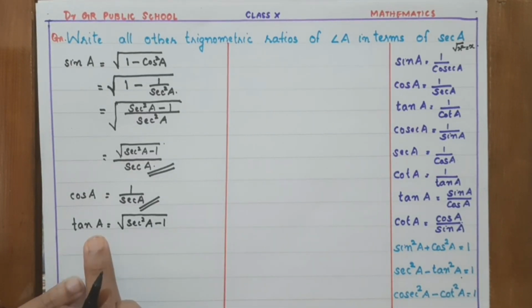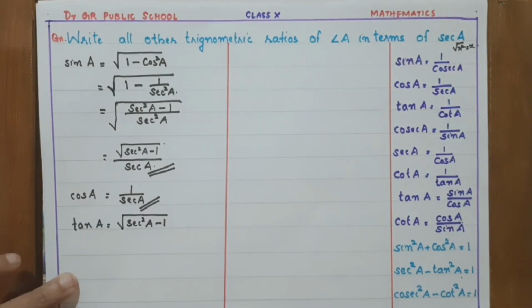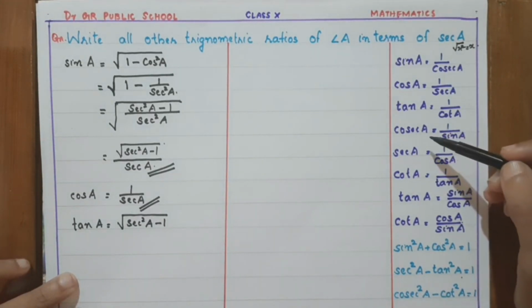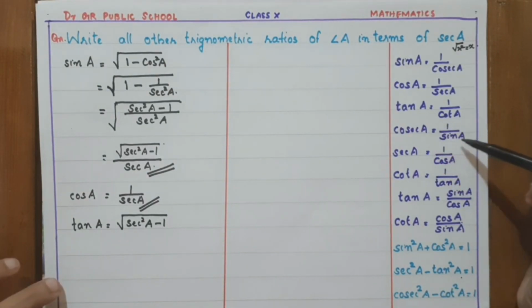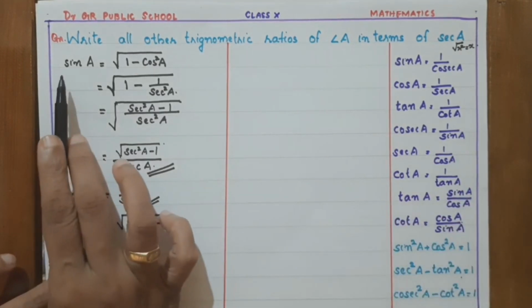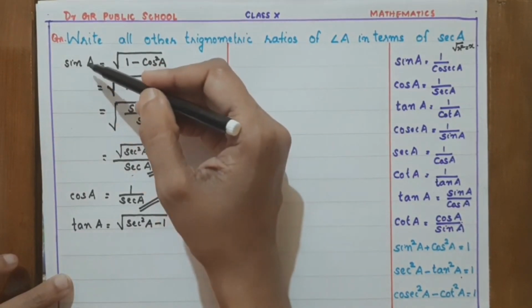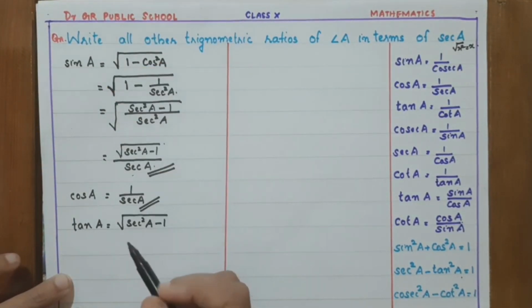Okay, tan square a is sec square a minus 1. So tan a is square root of sec square a minus 1. Now what is the next trigonometric ratio? Cosec a, isn't it? Cosec a is the reciprocal of sin a. So we have sin a in terms of sec a. When you take its reciprocal, we will get cosec a.